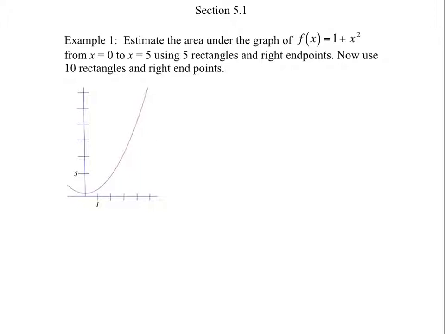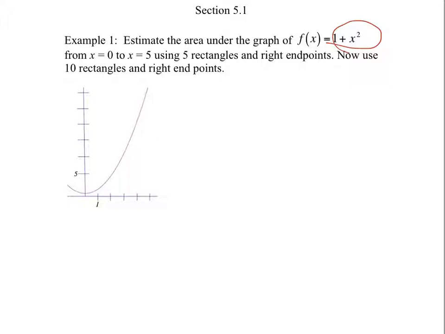So that's kind of your more practical application for why we do this. But I just want to revisit how we set up our Riemann sums. So we have this curve right here. It's the graph of 1 plus x squared. So it's x squared shifted up 1. And you are being asked to first find, or estimate, the area under the curve with 5 rectangles from 0 to 5.